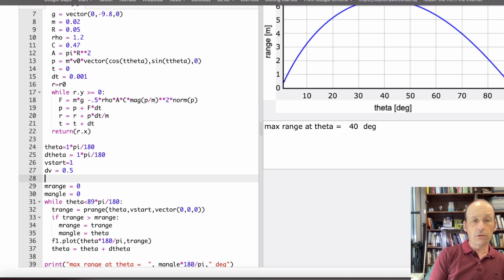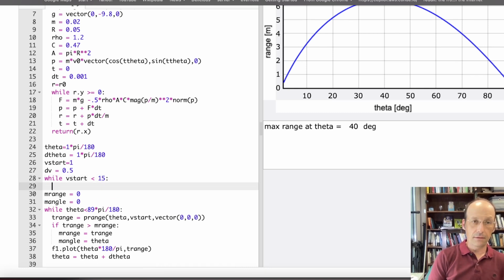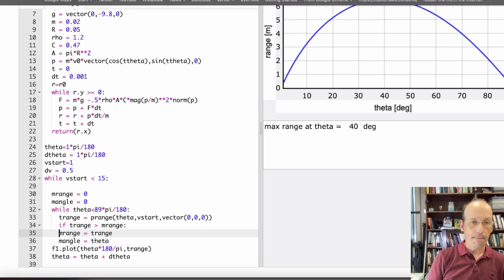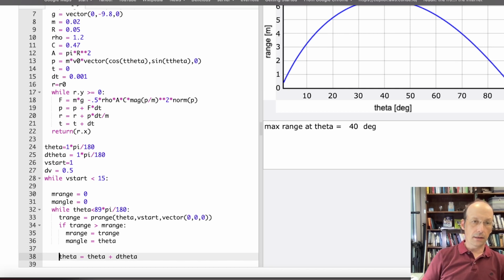So up here, I'm going to have to reset all my stuff. So I'm going to make another loop. I'm going to say while v start is less than 15. Now I'm going to tab and indent all this stuff. Let's just delete that. Okay, so this is going to set the initial parameters. So my v start is already up there. I'm going to reset my theta.